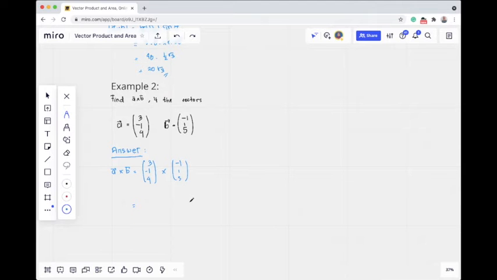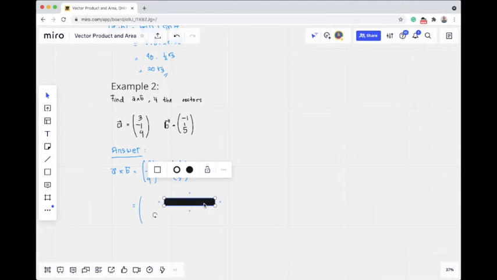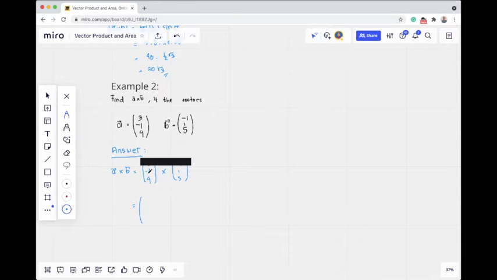Okay, using the process, to find the first row, I will block the first row, and then you can write here -1 times 5, this is 5, minus 4 times 1, and then for the second row, 3 times 5 minus 4 times -1, but don't forget to put negative here.